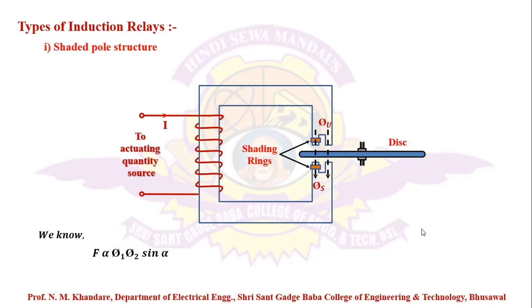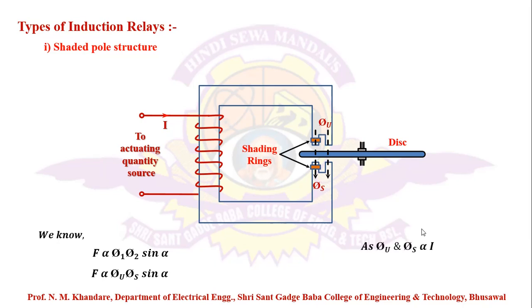As we discussed in the previous lecture, the force generated in the aluminum disc is directly proportional to the product of the flux produced by the unshaded pole and the flux produced by the shaded pole, multiplied by the sine of the angle between those two fluxes. That's why F is directly proportional to phi 1 phi 2 into sine alpha. Here phi 1 is nothing but phi u, the unshaded pole flux, and phi 2 is phi s, the shaded pole flux. So F is directly proportional to phi u into phi s into sine alpha.